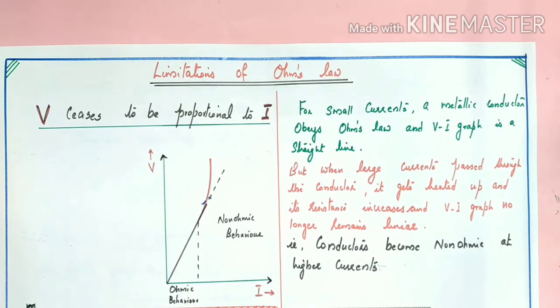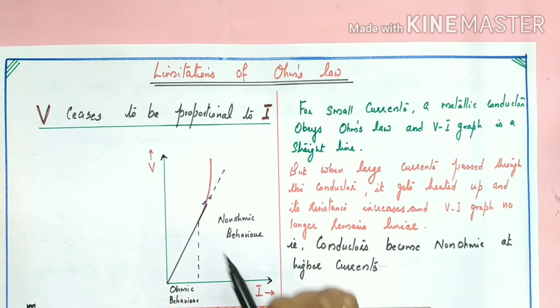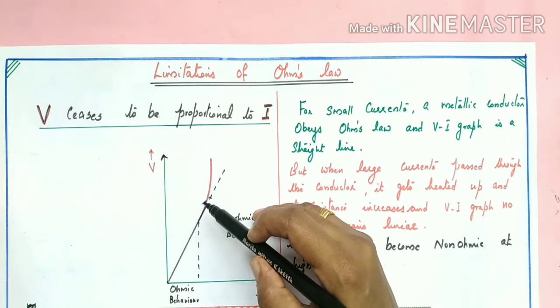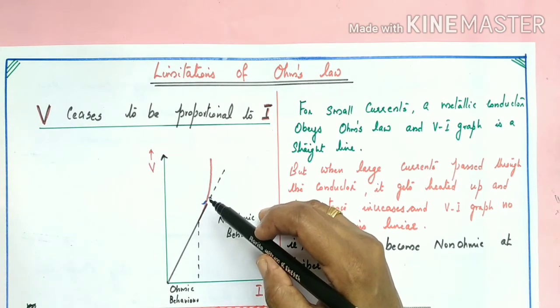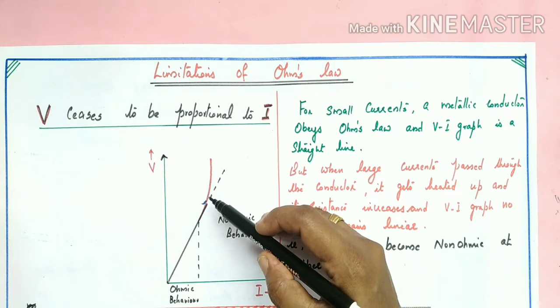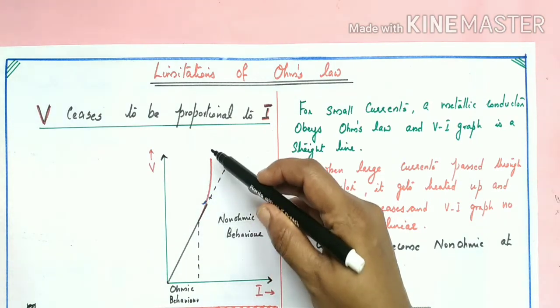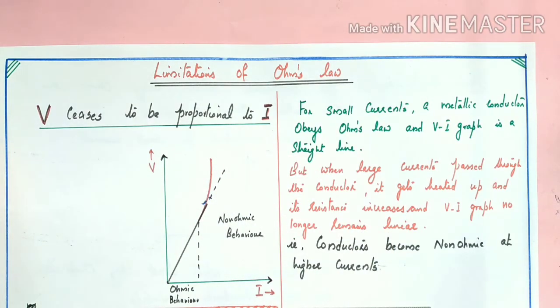Then when a large current passes through the conductor, the wire gets heated and hence its resistance increases, and hence the voltage-current graph no longer remains linear. So when the current increases, the wire gets heated up and the resistance increases, so it becomes a curve. So all conductors become non-ohmic at higher current. That is the first limitation of Ohm's law.